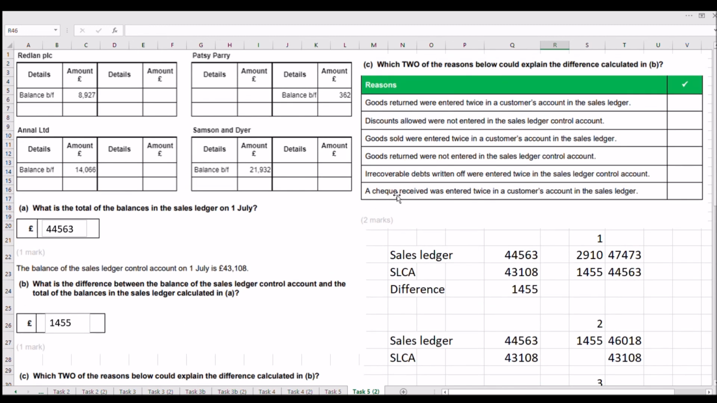It's a bit fiddly and actually quite long-winded. There's a lot, actually: you've got 6 journals to think about and reverse out for 2 marks. But we get our time elsewhere in the exam to make up for that one. So that's the answer for this sales ledger reconciliation question.